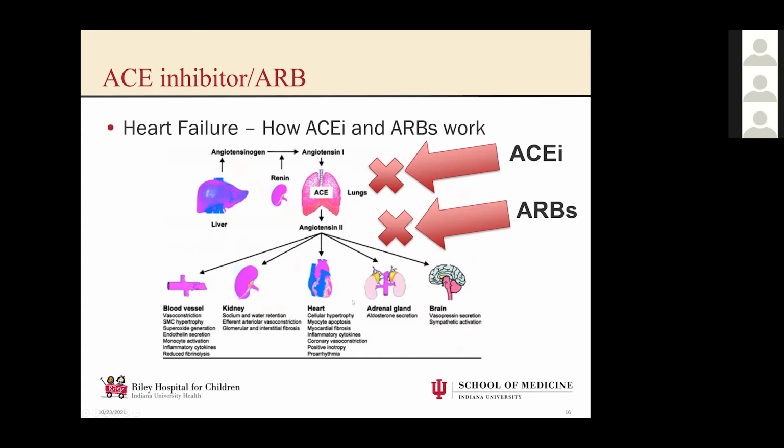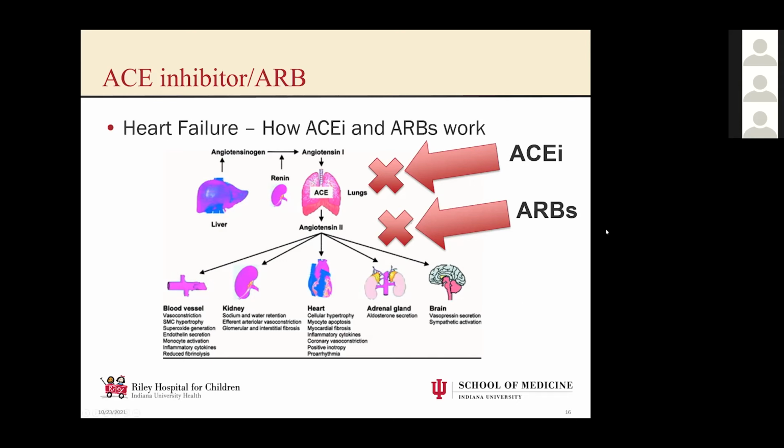And so this is the list of all the damage that can happen in our body when we go into heart failure. Your blood vessels start to constrict and get thickened. Your kidneys hold on to sodium. Your heart muscles start to get thickened and die. Your brain starts to release more adrenaline that can cause your heart to race and other things.